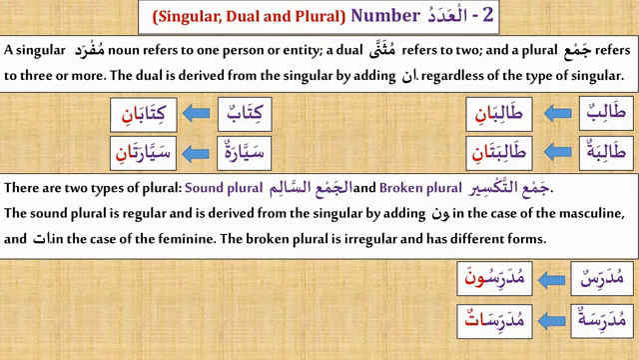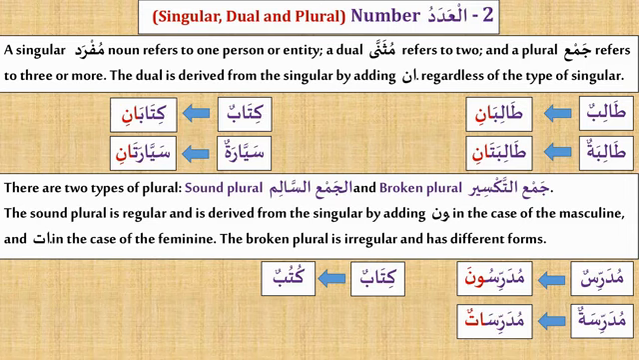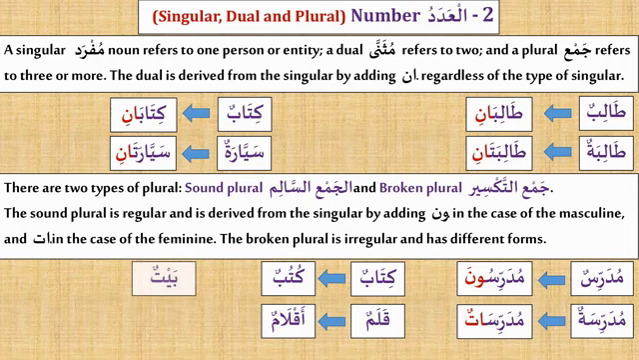And now let's give example for irregular plural or broken plurals. As we said, they don't have one rule, one way, or one form. They all have different forms. Kitabun, a book. Kutubun, books, 3 or more books. Qalamun, pen. Aqlamun, pens, 3 or more pens.